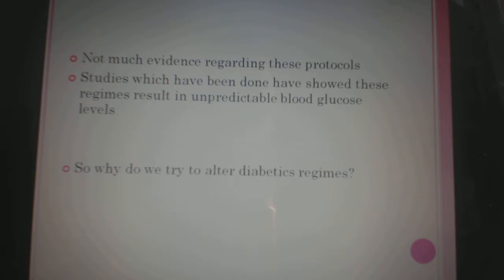However, when you actually look at the evidence base behind these, there isn't much evidence showing that these protocols are particularly good, bad, or ugly. The studies which have been done have shown that these regimes result in really, really unpredictable blood glucose levels. So there's no evidence that these are particularly safer than any other aspect, and there's equally no evidence that giving a half dose won't throw animals too low, for example.